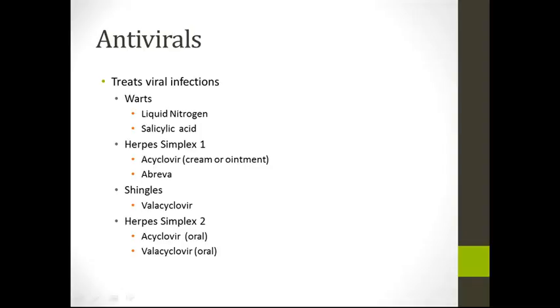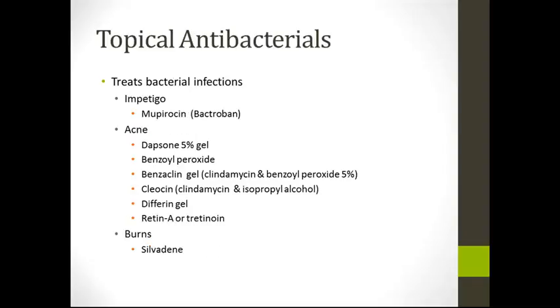Herpes simplex 2, also known as genital herpes, can be treated with acyclovir or valacyclovir, which are both oral medications. This does not get rid of herpes simplex 2, but lessens the symptoms. Topical antibacterials treat bacterial infections. Impetigo, which is highly contagious, is treated with mupirocin or Bactroban.